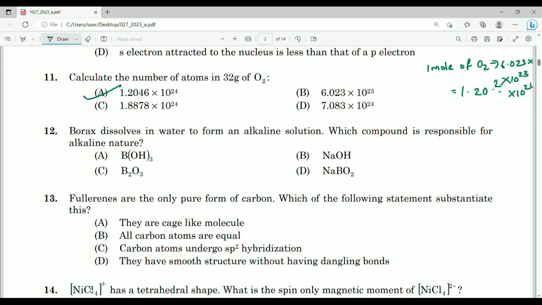12th question, borax dissolves in water to form an alkaline solution. Which compound is responsible for alkaline nature?